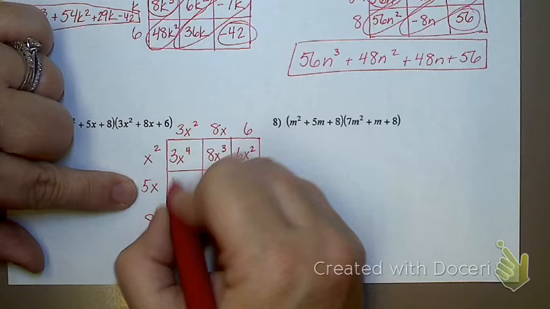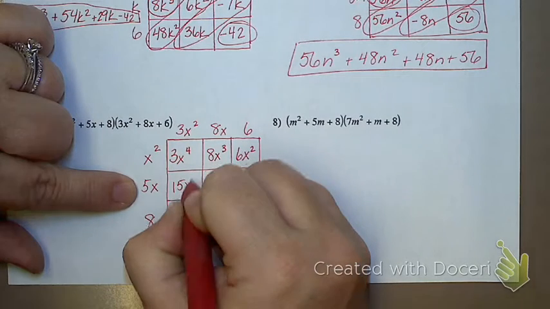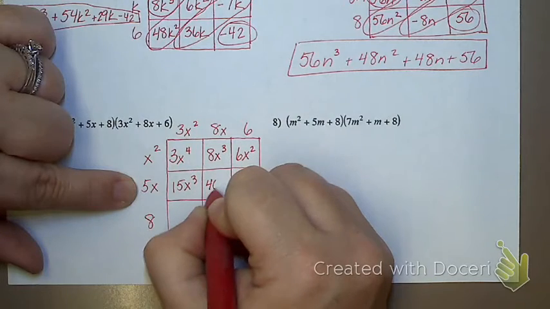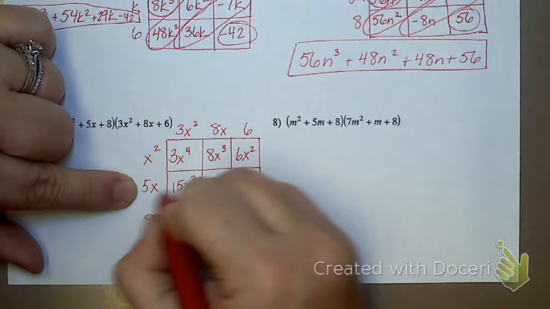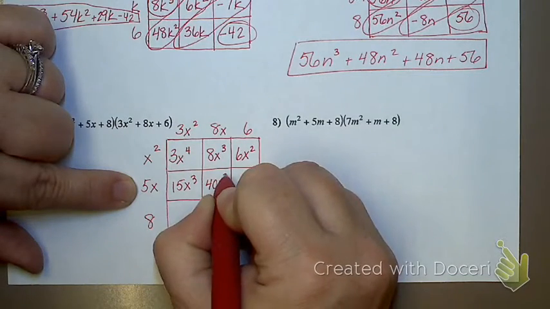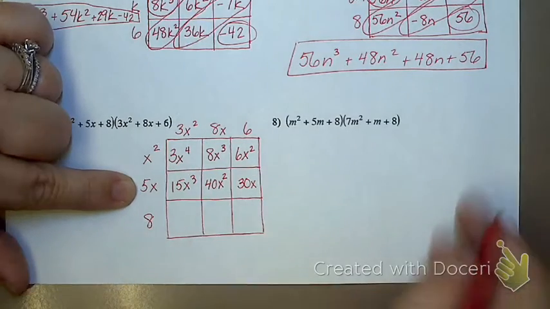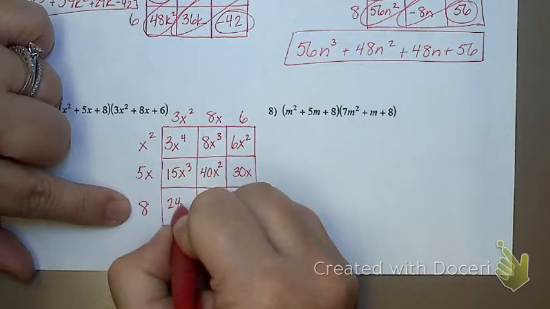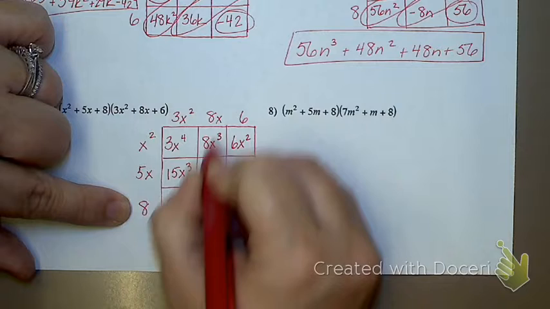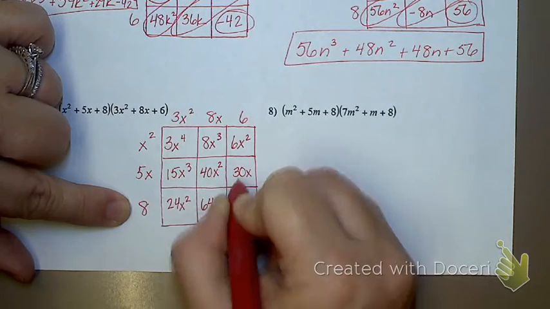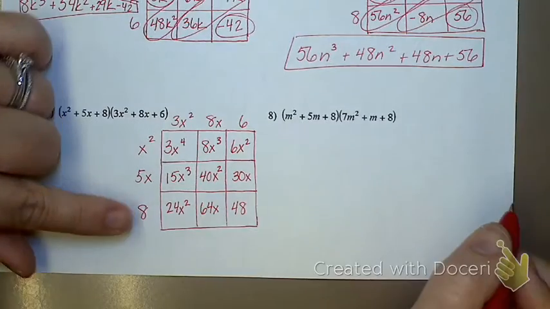5x times 3x squared would be 15x to the 3rd. 5x times 8x would be 40x. And 5x times 6 would be 30x. My bad, that should be 40x squared right there. Okay? 8 times 3x squared would be 24x squared. 8 times 8x would be 64x. And 8 times 6 would be 48.